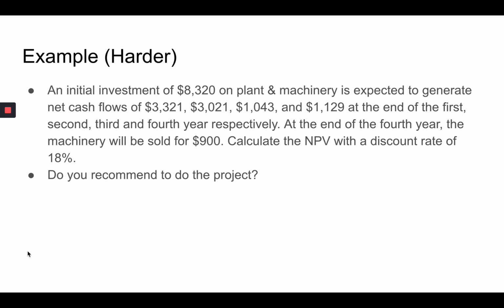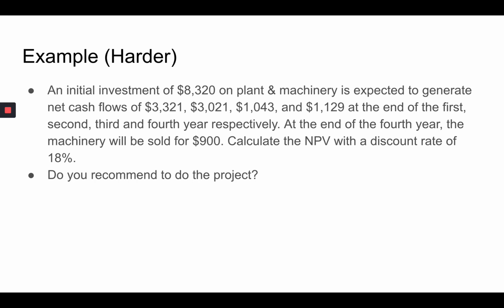Initial investment of $8,320 on plant and machinery is expected to generate net cash flows of $3,321, $3,021, $1,043, and $1,129 at the end of the first, second, third, and fourth year, respectively. At the end of the fourth year, the machinery will be sold for $900. Calculate the NPV with a discount rate of 18%.